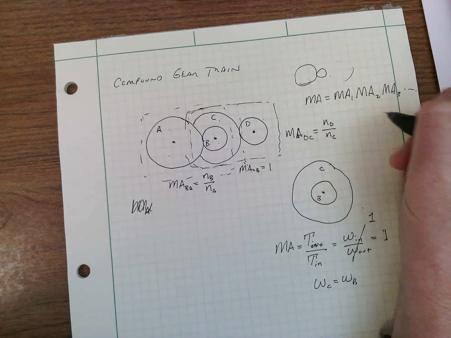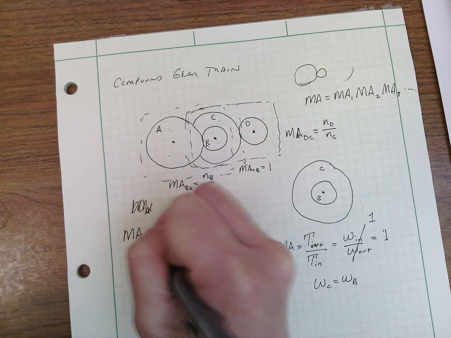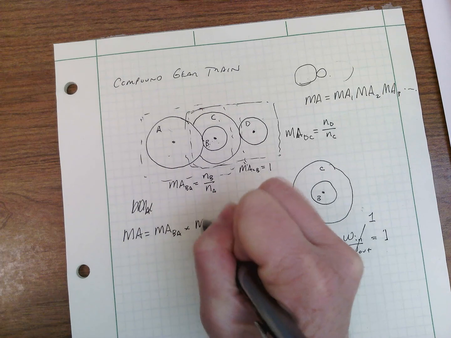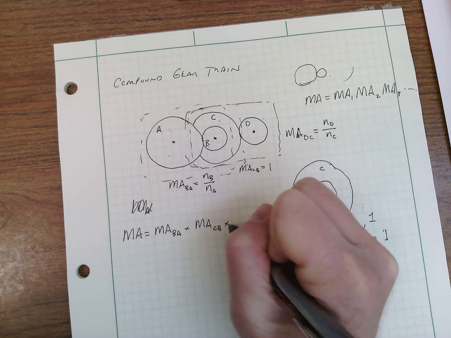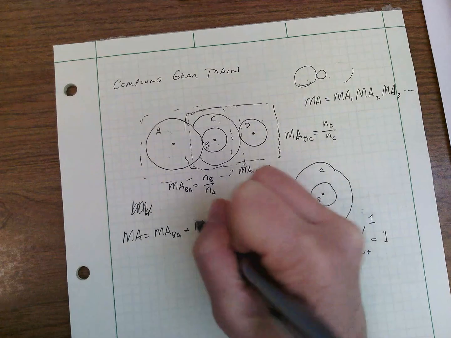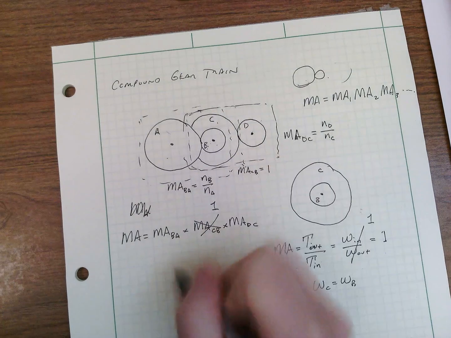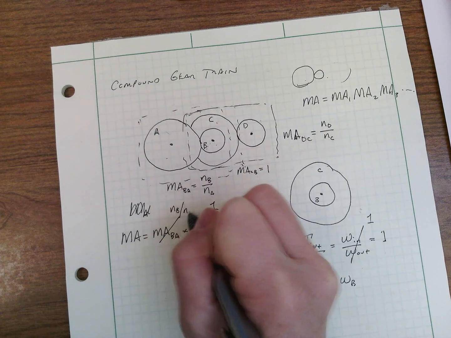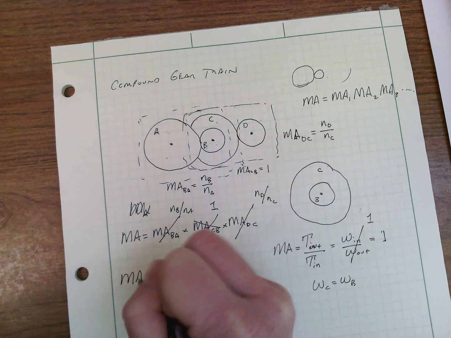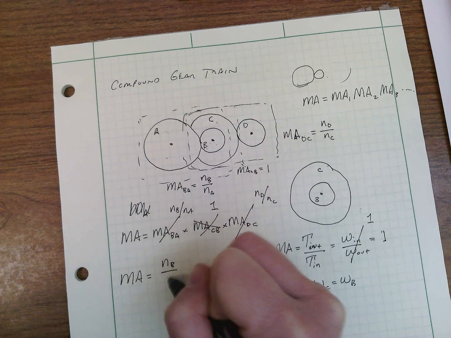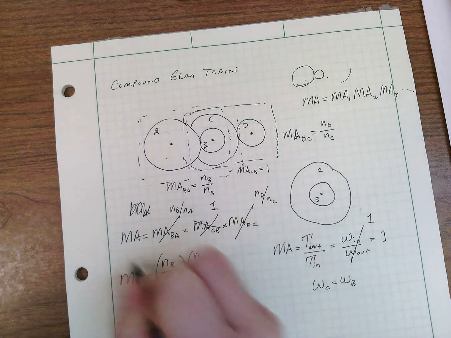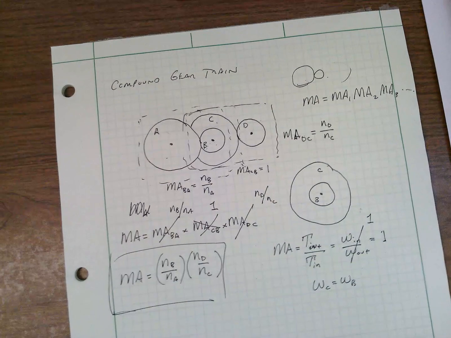And the compound mechanical advantage is equal to MABA times MACB times MADC. And MACB is just equal to 1. This guy is equal to NB over NA, and this guy is equal to ND over NC. So you get the mechanical advantage of this complete gear set is NB over NA times ND over NC. Okay? That's a compound gear.